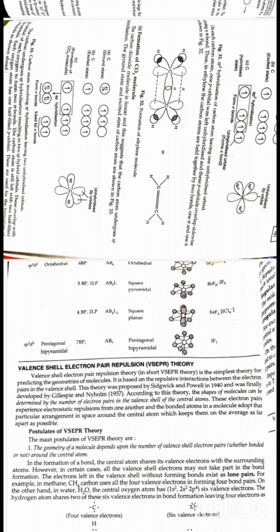Second example is formation of carbon dioxide molecule. The carbon dioxide molecule is linear and this suggests that the carbon atom undergoes sp hybridization. The ground state and excited state of carbon atom are shown below.